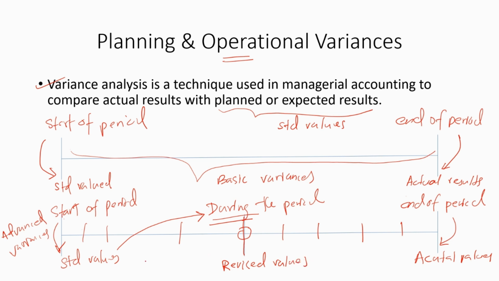So now we can calculate the variances between the original standard and the revised standard, as well as the variances between revised values and the actual values. The variances between the original standard values and the revised values are known as the planning variances, whereas the variances between the revised values and the actual values are known as the operational variances. Remember that companies can revise standard values in order to prepare revised budgets.